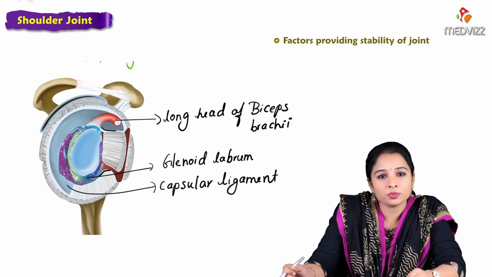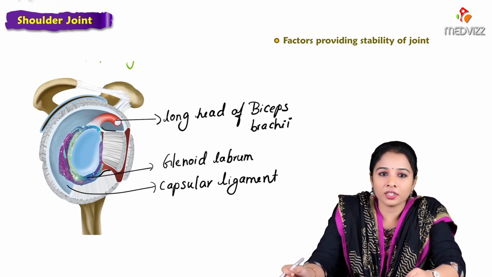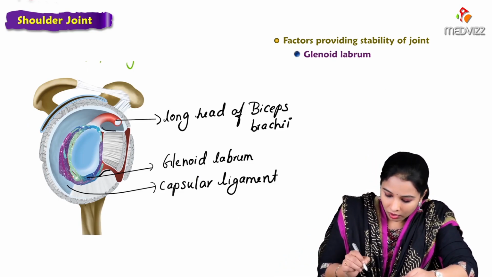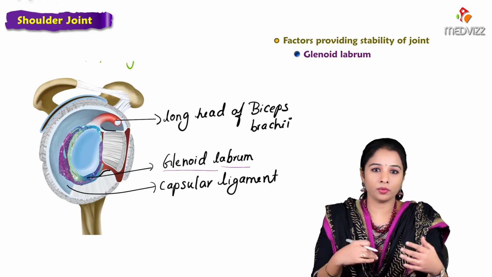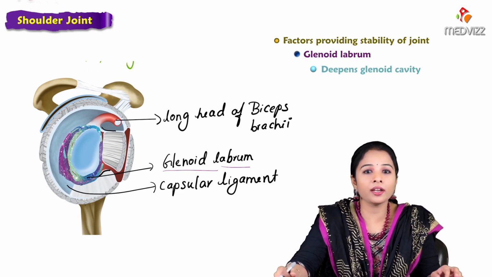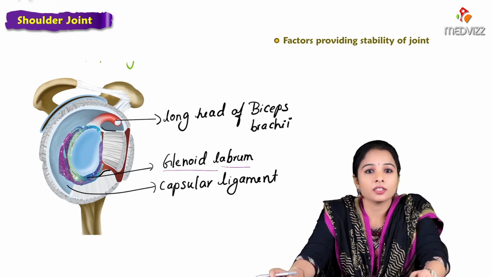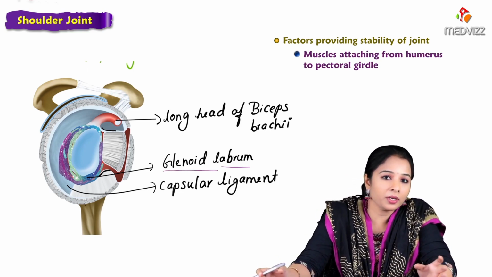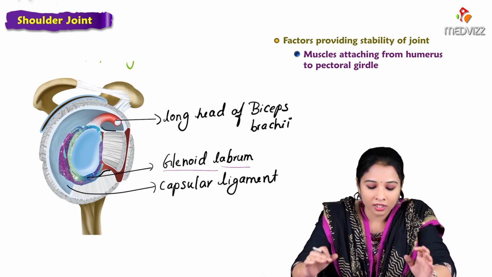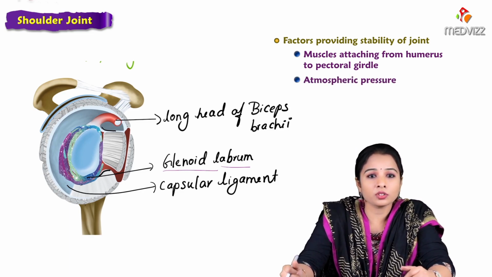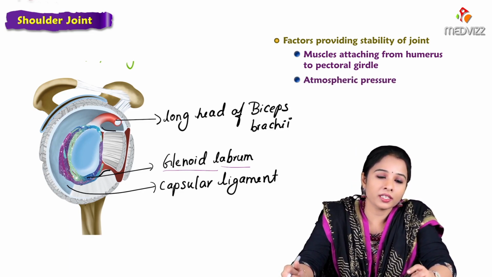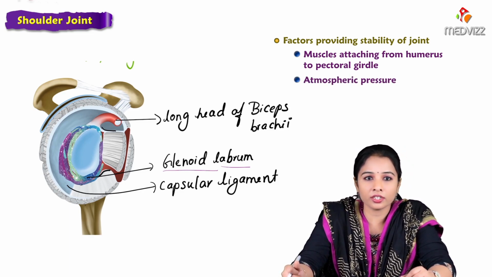The next factor which provides stability to the shoulder joint is the glenoid labrum. Already we have discussed the glenoid labrum, which surrounds the rim of the glenoid cavity and deepens the glenoid cavity. The muscles which attach from the pectoral girdle to the humerus also protect the shoulder joint. And lastly, the atmospheric pressure also maintains the stability of the shoulder joint.